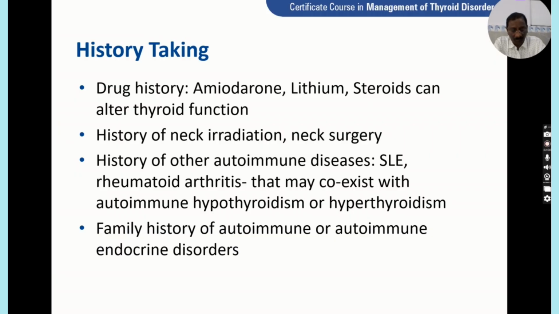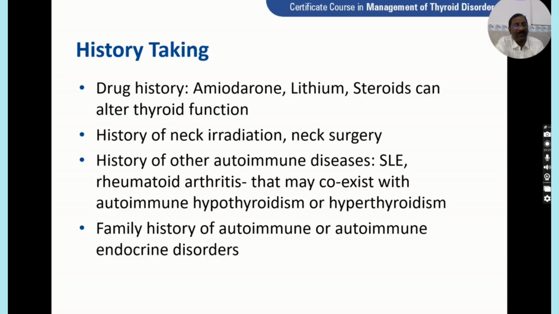So very common autoimmune is Hashimoto's thyroiditis. So in all Hashimoto's thyroiditis, you should suspect other autoimmune diseases, especially in females. The common autoimmune diseases to suspect are rheumatoid arthritis or lupus. Some people have vitiligo, etc. So the family history of autoimmune or autoimmune endocrine disorders is also important.